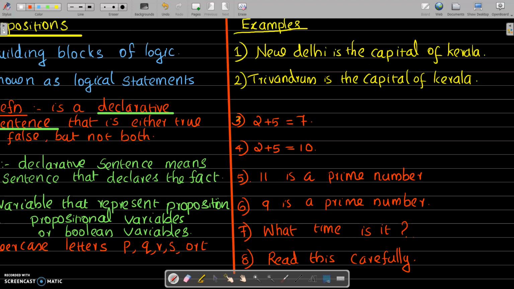Consider the first example. That is, New Delhi is the capital of Kerala. Second one is, Trivandrum is the capital of Kerala. Which one is the proposition here? What was the proposition? A declarative sentence that is either true or false but not both.